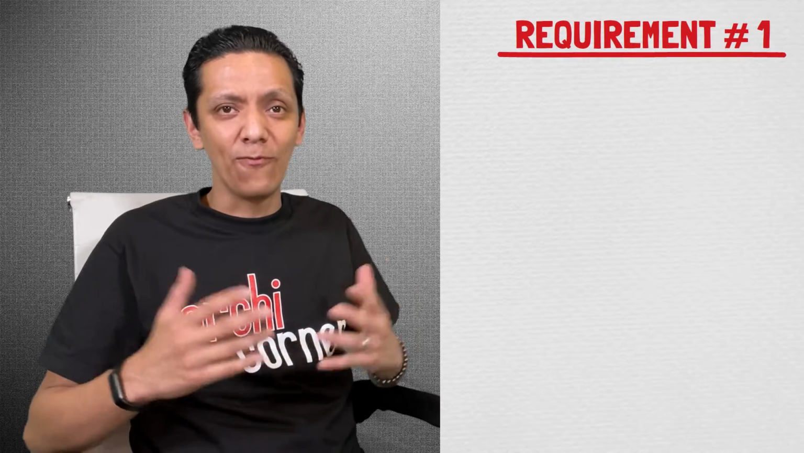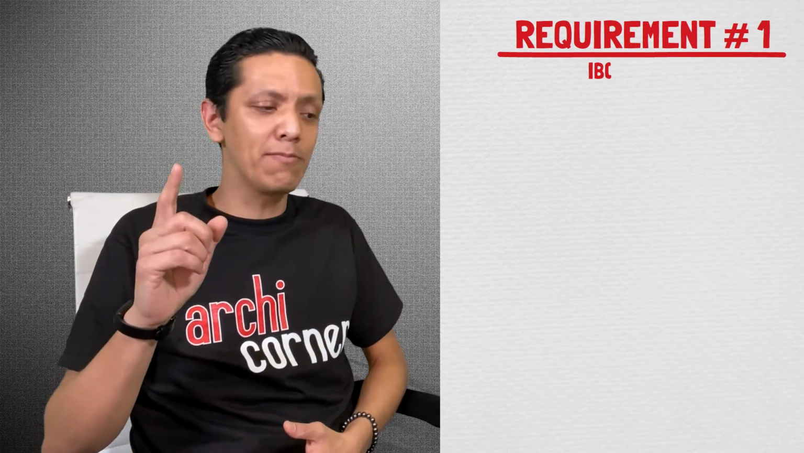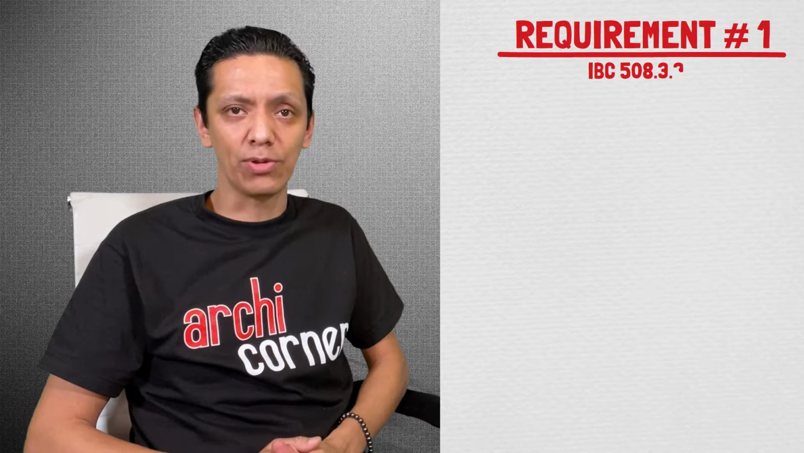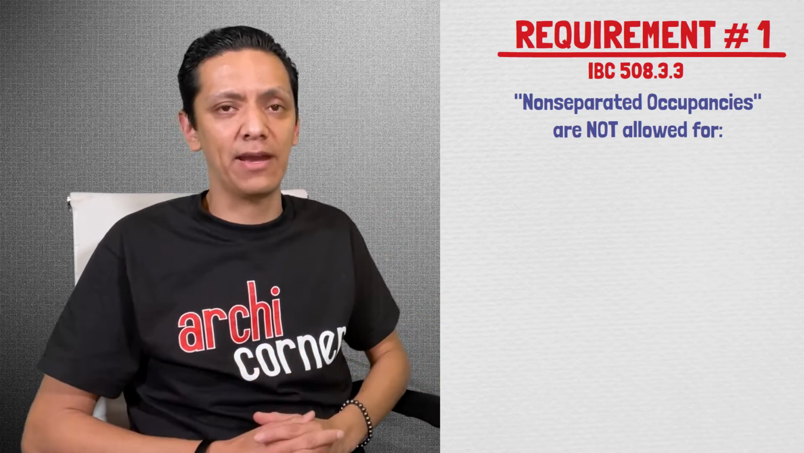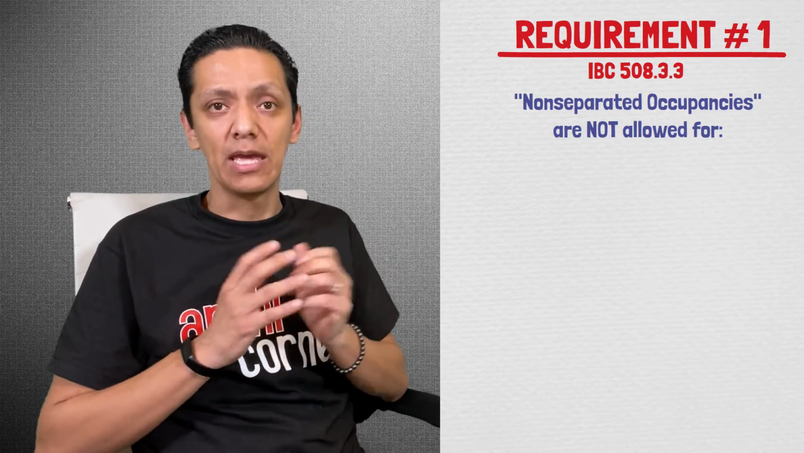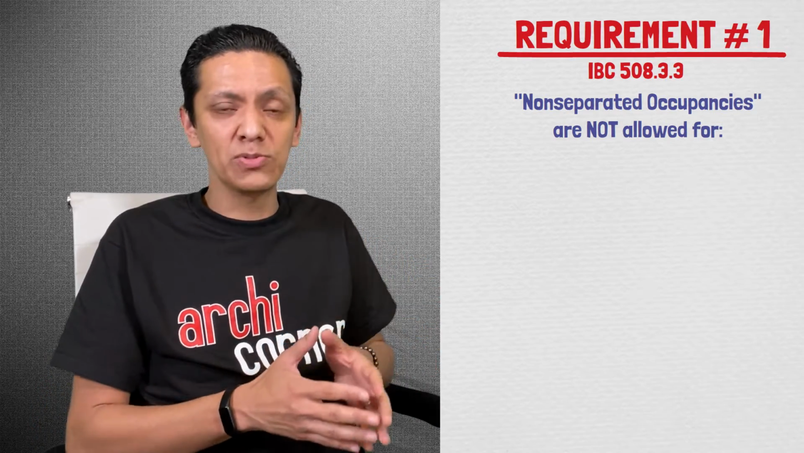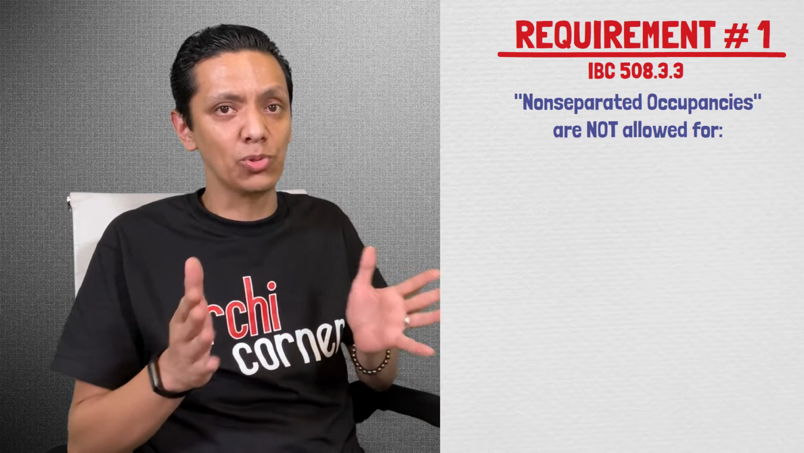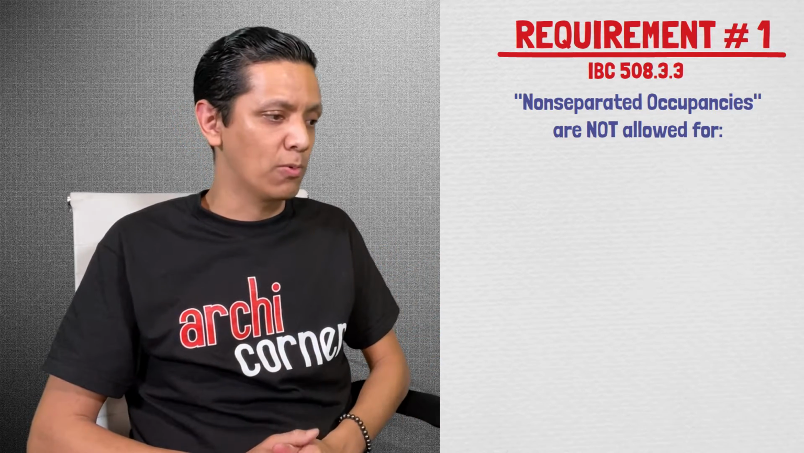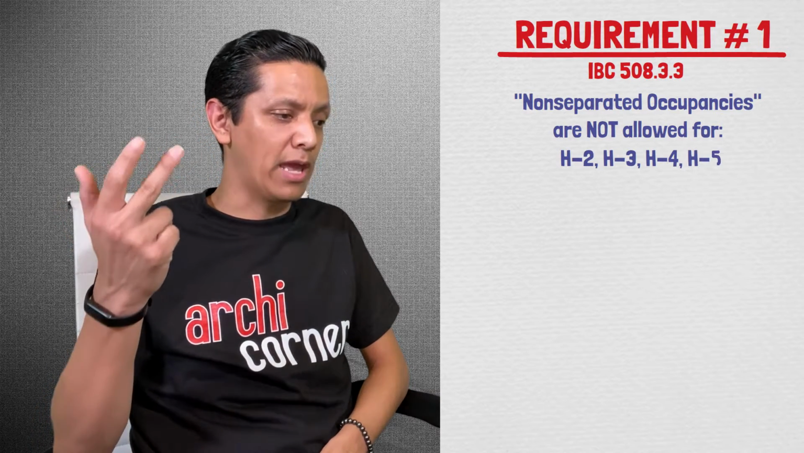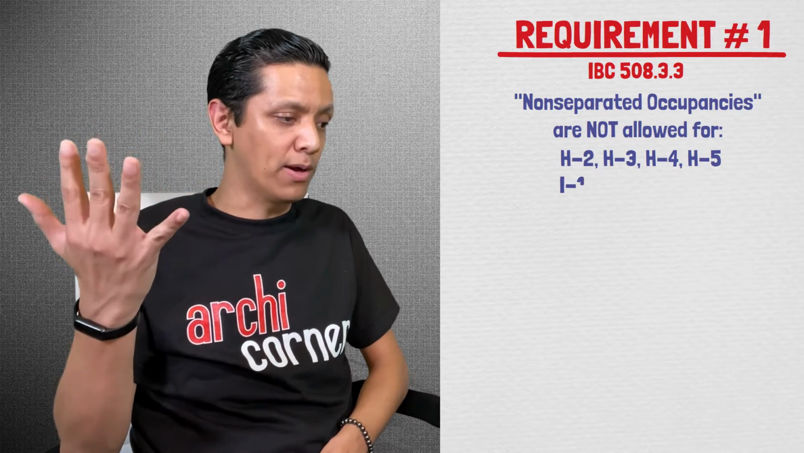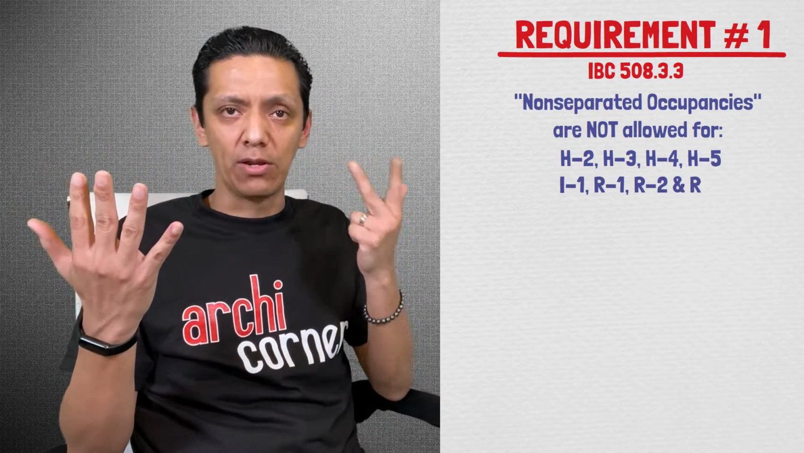Which is the first requirement? Well, in the order that I am placing them, hopefully, which is easier to follow, the first requirement would be found in section 508.3.3 of the IBC. And this section talks to us about what occupancy groups cannot be classified as non-separated occupancies. In other words, these following occupancy groups must have a fire separation between them if they're required. So, what are these occupancy groups? They are H2, H3, H4, H5, and also I1, R1, R2, and R3.